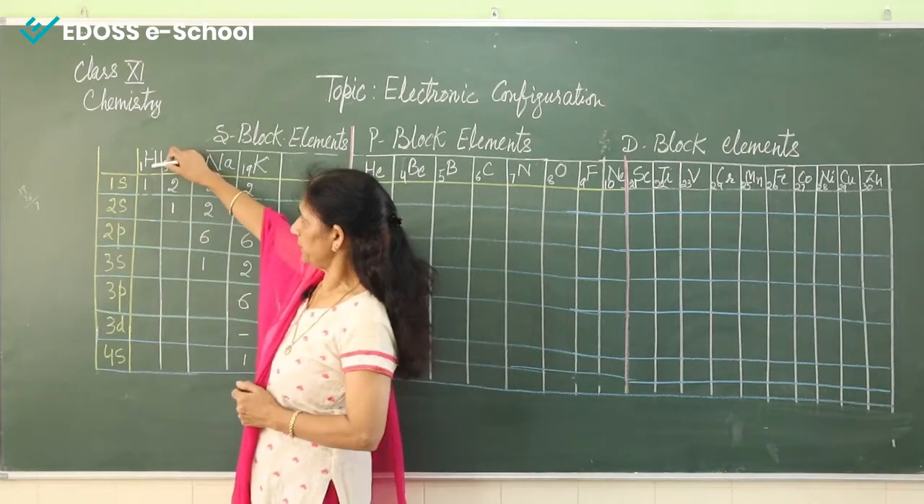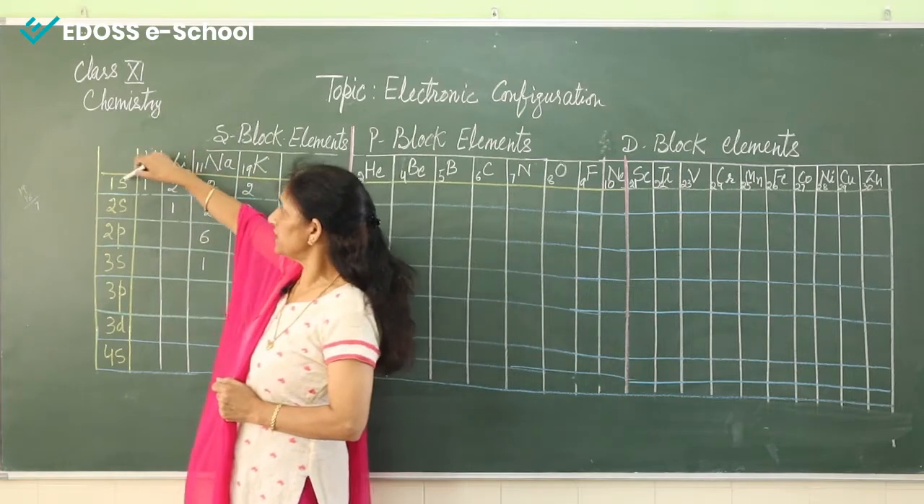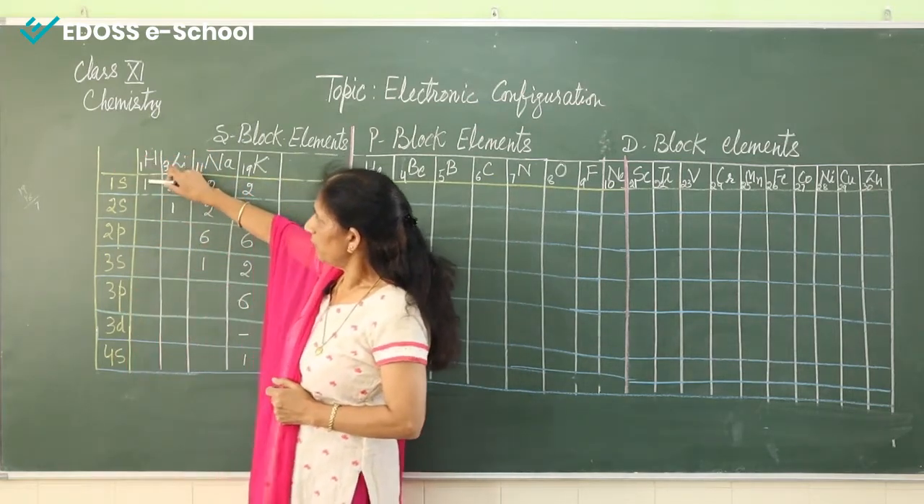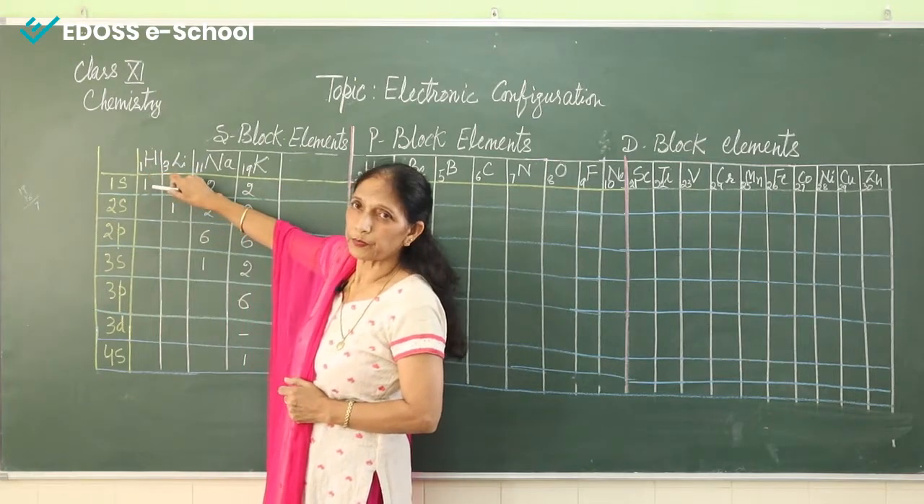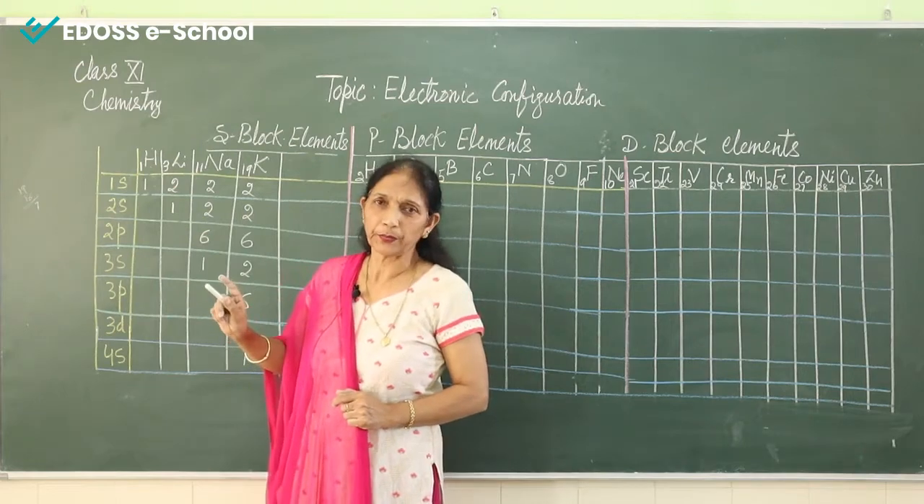First one is hydrogen, and we know that the least energy is of 1s. So the first electron will go in 1s. So the configuration of hydrogen will be 1s1.